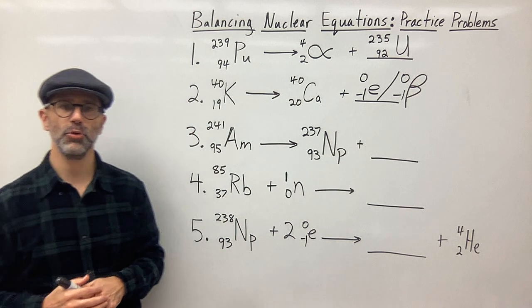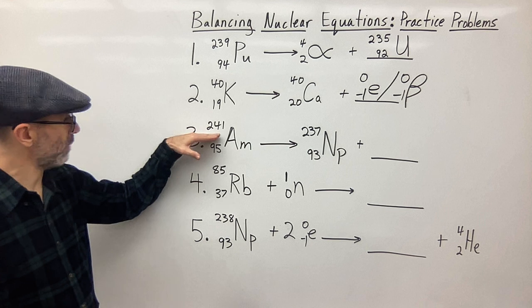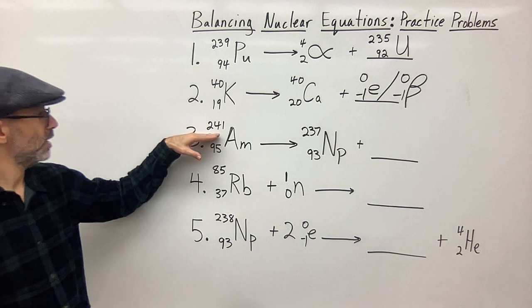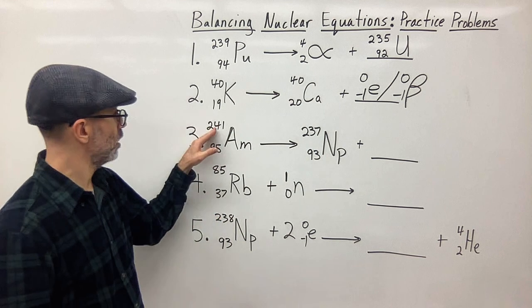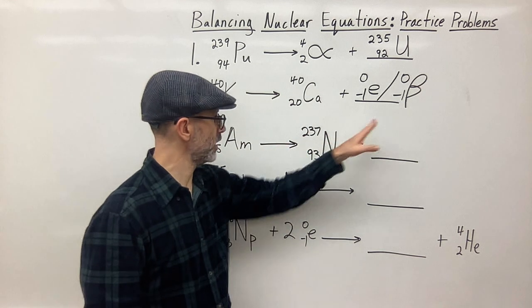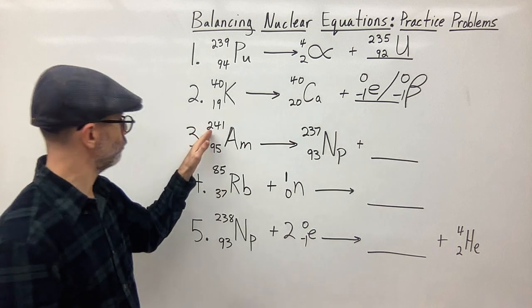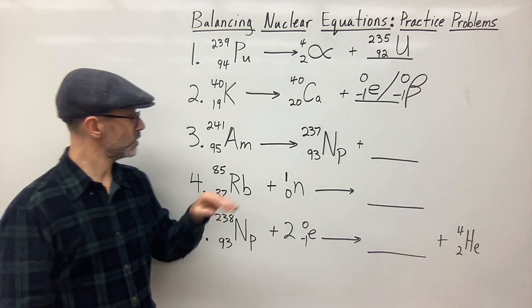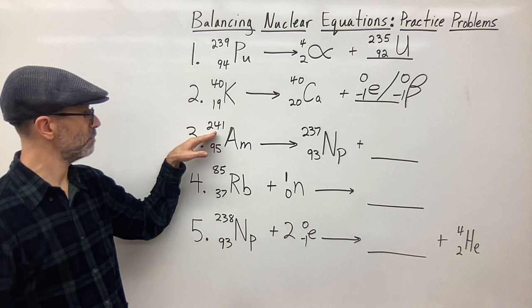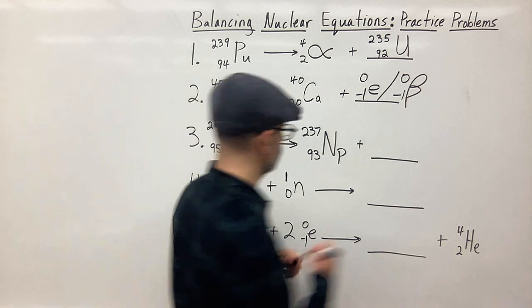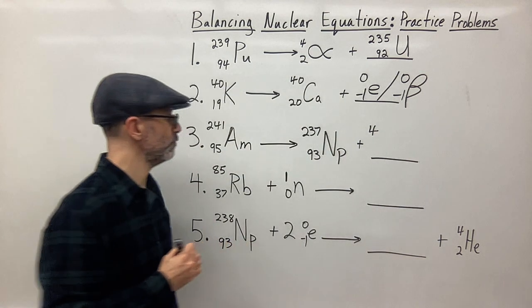Okay, what about number 3? Same thing. The total on this side for the mass number is 241, so the total on this side should be 241. Here I have 237. So what plus 237 is going to give me 241? Subtract 237 from 241 and I get 4. So the mass number for that particle must be 4.